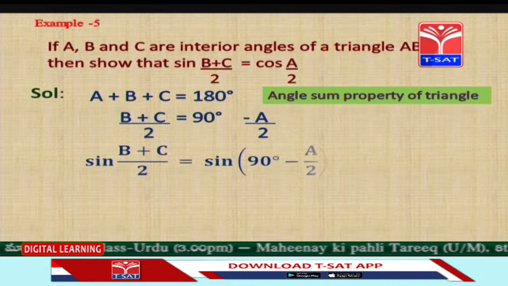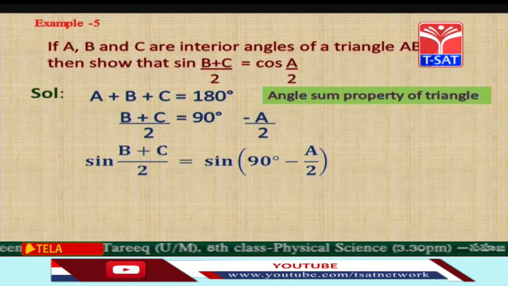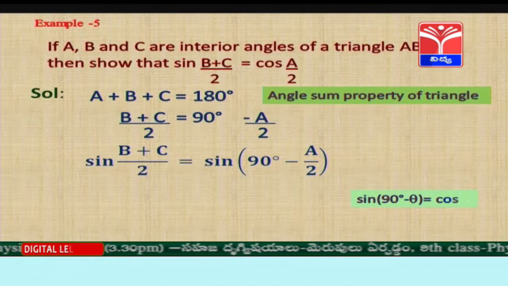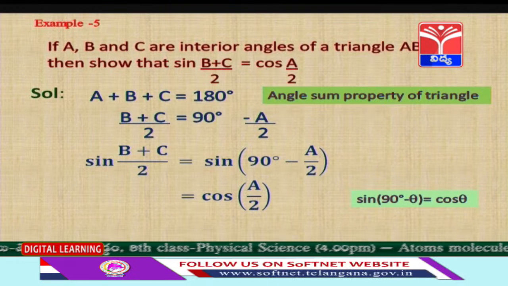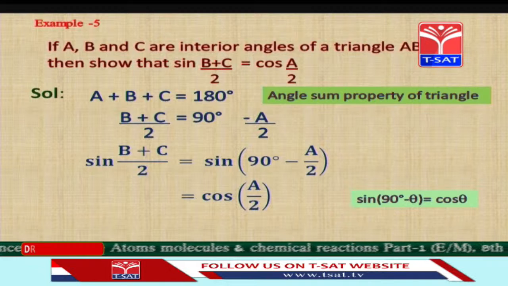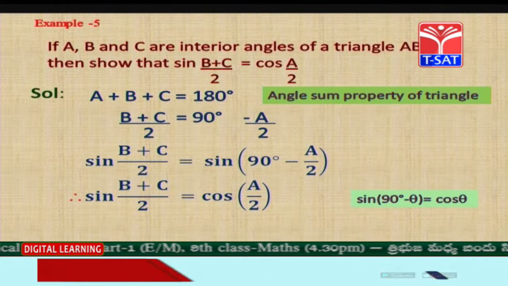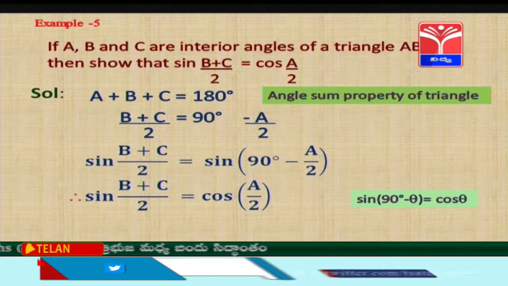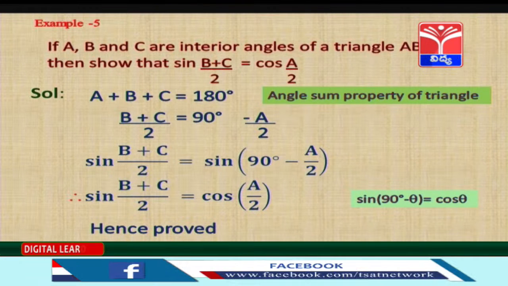Now, apply sine to both the sides. Sine of (B plus C) by 2 is equal to sine of (90 degrees minus A by 2). But we have a formula, sin of 90 minus theta is equal to cos theta. That means sin of (90 minus A by 2) can be written as cos A by 2. So, sin of (B plus C) by 2 is equal to cos A by 2. With this we have proved that left hand side is equal to right hand side, hence proved.